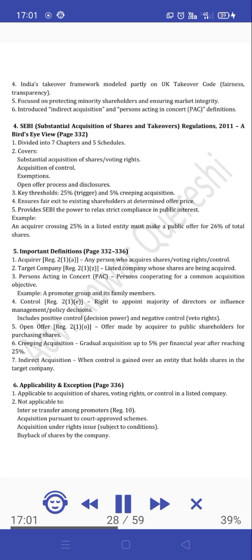3. Key thresholds: 25% trigger and 5% creeping acquisition. 4. Ensures fair exit to existing shareholders at determined offer price. 5. Provides SEBI the power to relax strict compliance in public interest. Example. An acquirer crossing 25% in a listed entity must make a public offer for 26% of total shares.